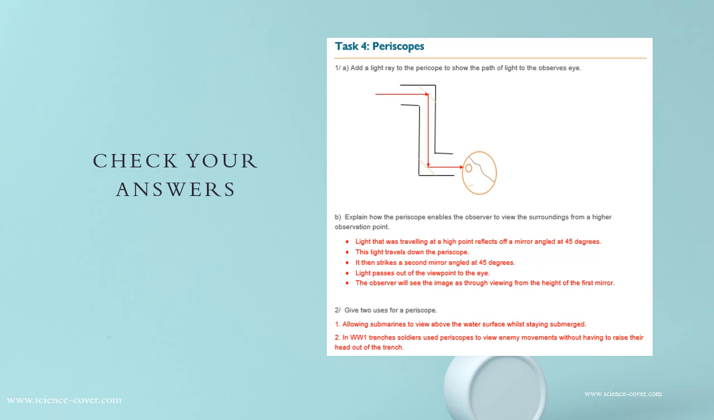Give 2 uses for periscopes. Periscopes are used to allow submarines to view above the waterline whilst staying submerged. And in World War I, the soldiers in trenches used periscopes to view enemy movement without having to raise their heads out of the trench.